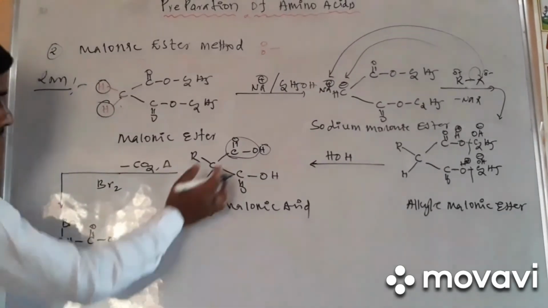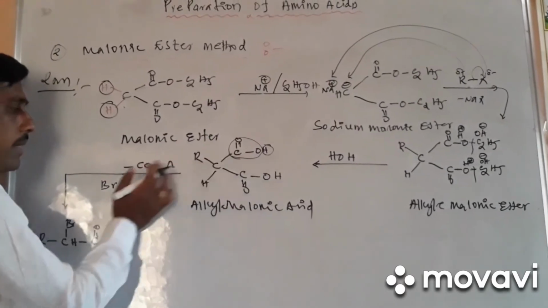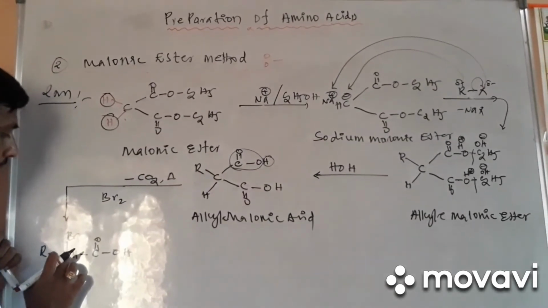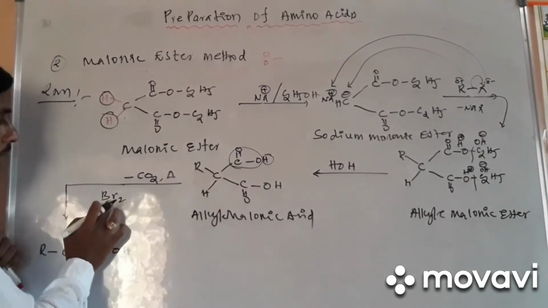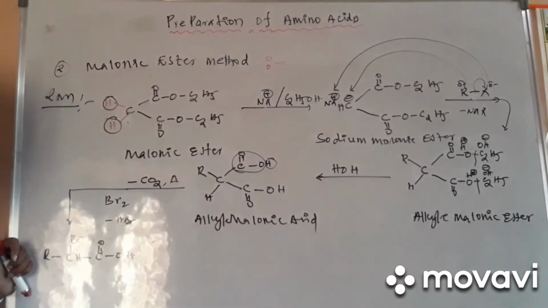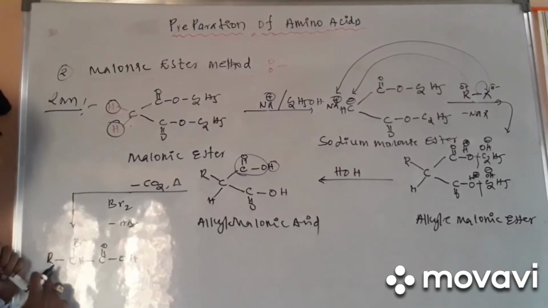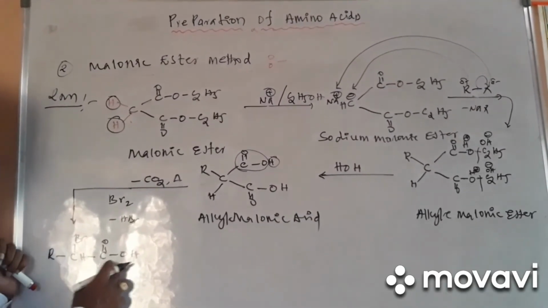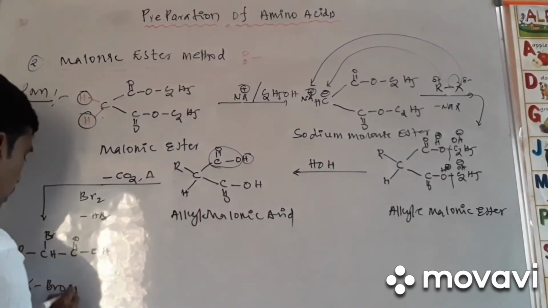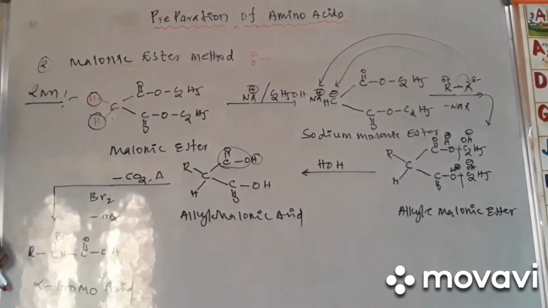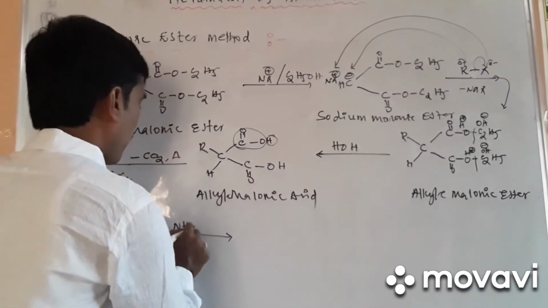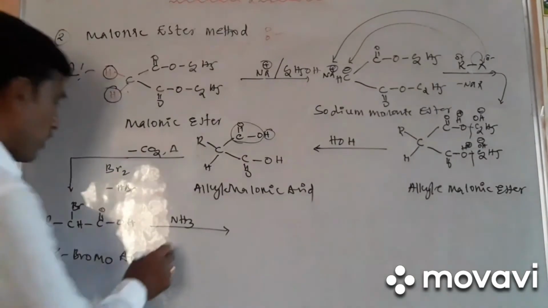In this, one molecule of carbon dioxide is eliminated, and one bromine atom attaches to this position, CHBr. Next, one bromine atom is eliminated, that is minus HBr, to produce the alpha bromo acid. This alpha bromo acid reacts with one molecule of ammonia.